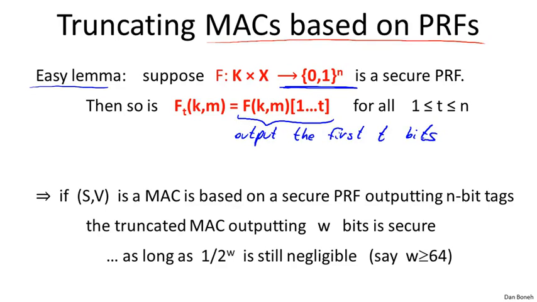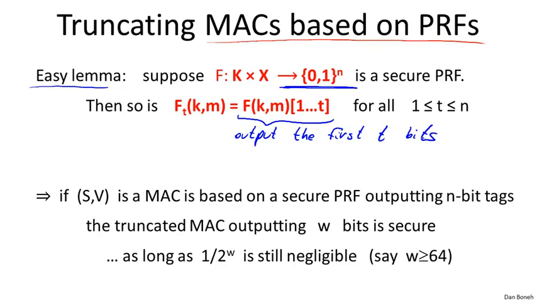And just the intuition here is if the big PRF outputs n bits of randomness for any input that you give to the PRF, then certainly chopping it off and truncating it to t bits is still going to look random. The attacker now gets less information, so his job in distinguishing the outputs from random just became harder. In other words, if the n-bit PRF is secure, then the t less than n-bit PRF, the truncated PRF, would also be secure. So this is an easy lemma.